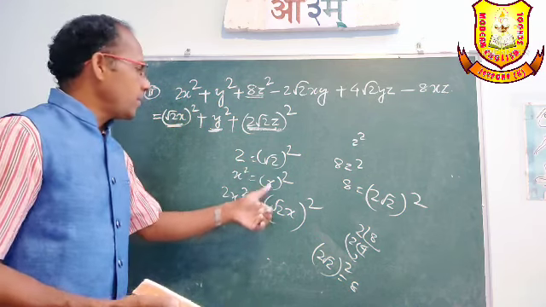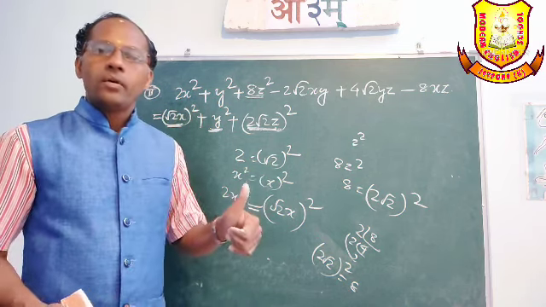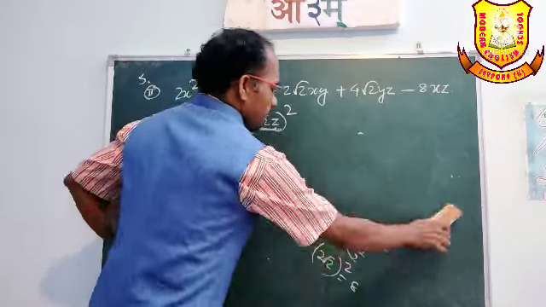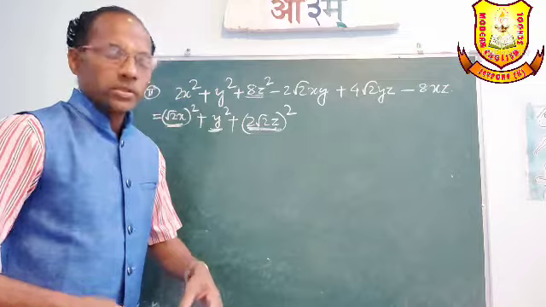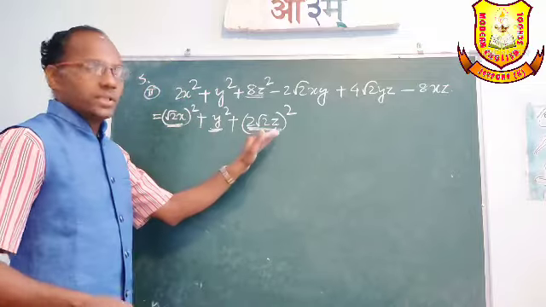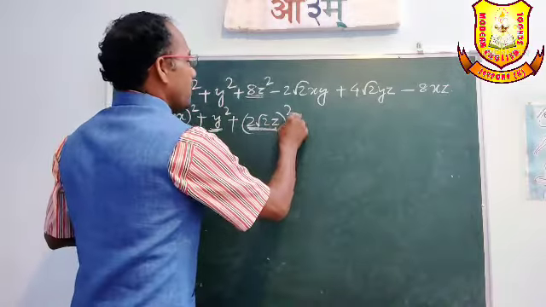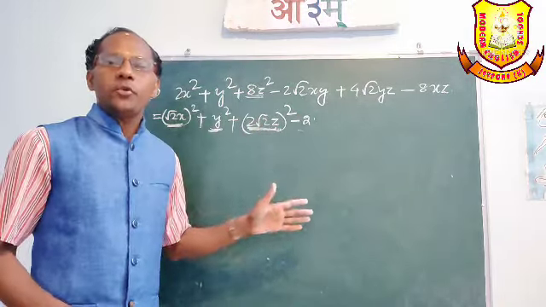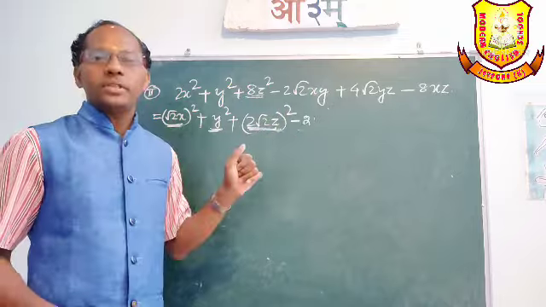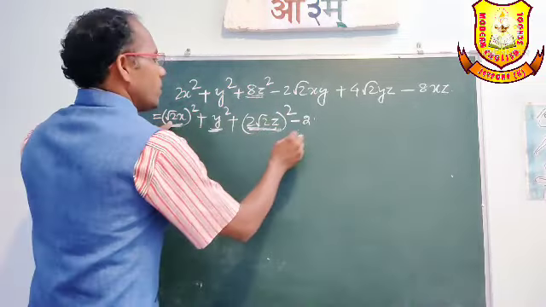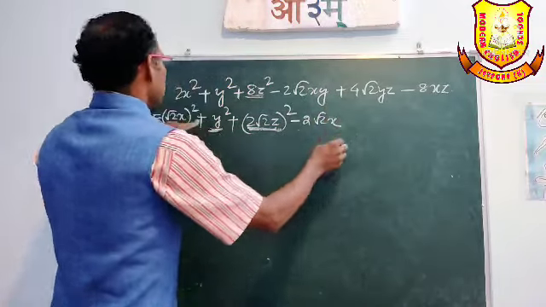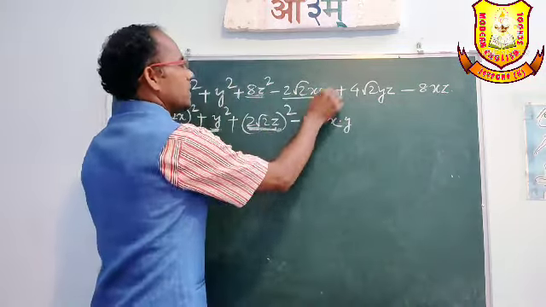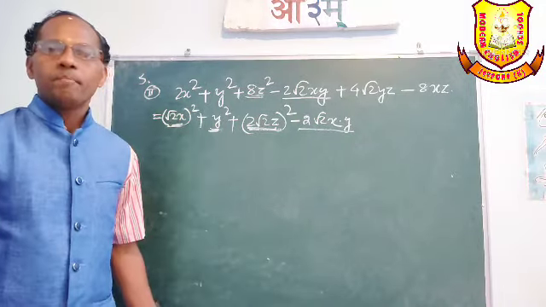Everybody understood this one that I wrote? Okay, very good, nice. Now a square plus b square plus c square, here minus 2. You write it in the form of 2ab; let's see if it is happening or not. With a equal to root 2x and b equal to y, 2ab is 2 root 2xy, so 2 root 2xy equals 2 root 2xy, it is happening.